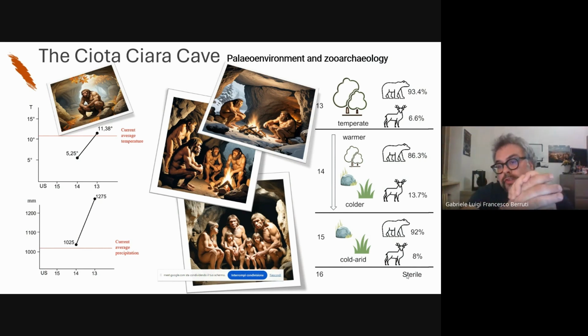If you look on the right, you can see the three different stratigraphic units, 13, 14, and 15. In the second column, you can see the landscape. We start from a temperate landscape with forest. And in unit 14, we have a degradation of the climate from the temperate forest to a colder period. In unit 15, we have a very cold, harsh climate.